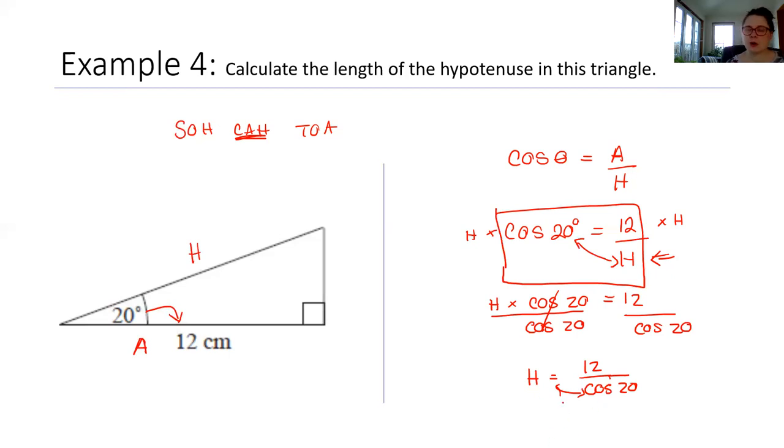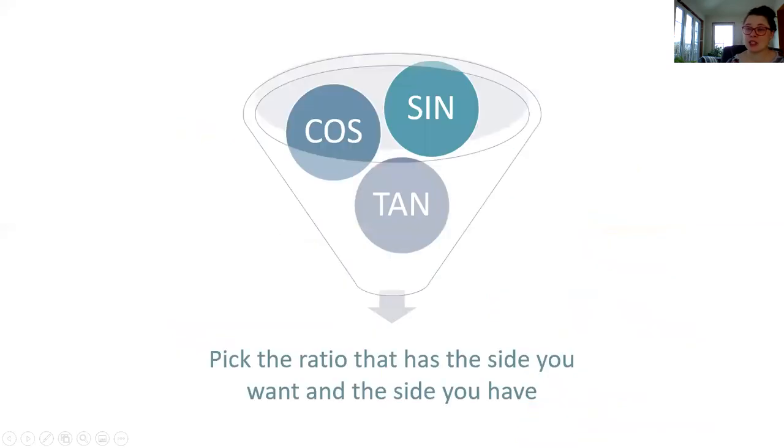Okay, if you're not sure about that, check in with me. I'm happy to go through it with you and just give you a little update. So now we can plug those numbers in. You type in your calculator 12 divided by the cosine of 20, and you will find your hypotenuse is equal to 12.8 or approximately 13 centimeters. This is the trickiest question to do when you're solving for the hypotenuse, just because you have to do the division. All right, so that finishes off our examples.